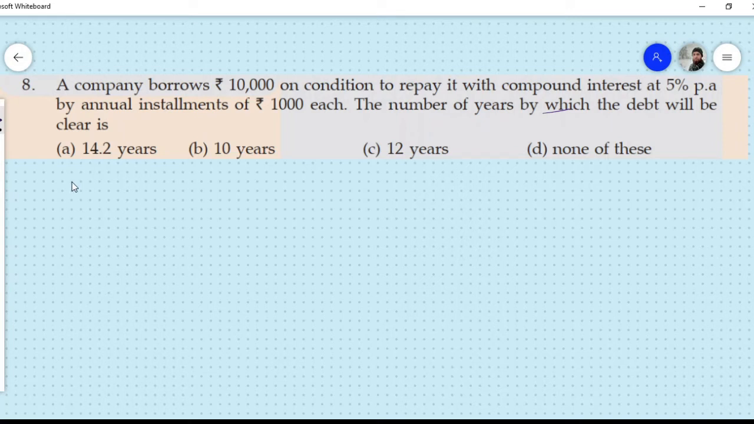That means here the principal amount, which is written as P, and the present value is 10,000. Principal amount is 10,000, present value is 10,000, both are the same. Then we have to pay it by installments of 1,000 rupees each at a rate of 5%. So let us see how to solve this question.